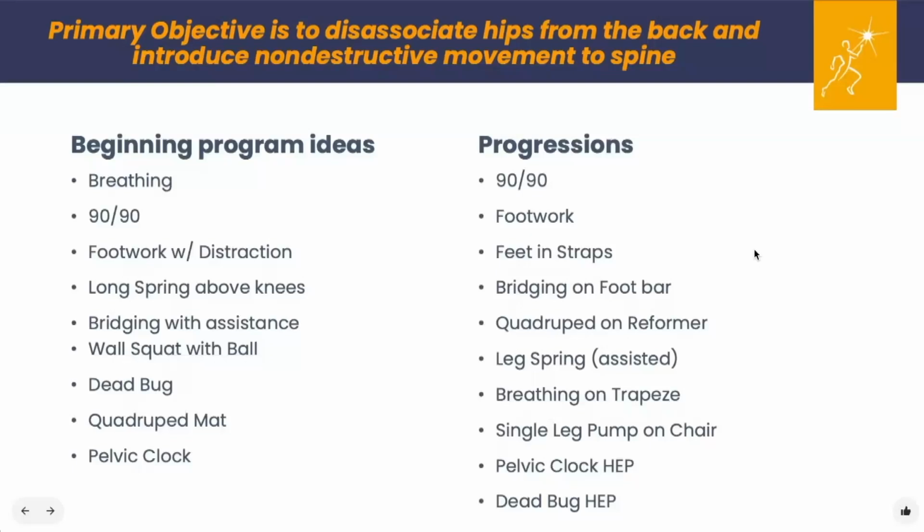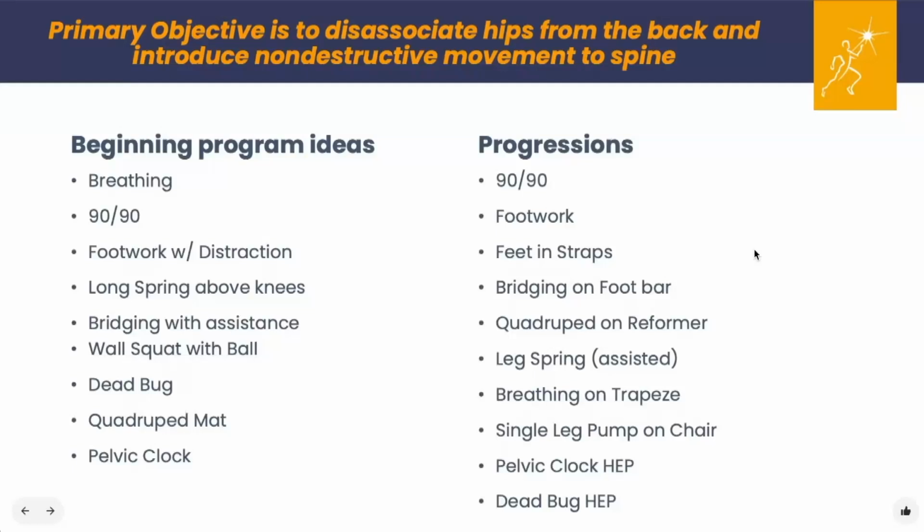Long springs strapped around the thighs instead of on the feet. So remember that neural tension. She's not going to tolerate that real well yet. We'll progress her there. Bridging with assistance. I use that same sling up on the trapeze table so that she can have assistance in the bridge without having too much discomfort or getting cramps in the buttocks. Wall squats with the ball, dead bug, quadruped mat exercises, pelvic clock, all for home exercises.